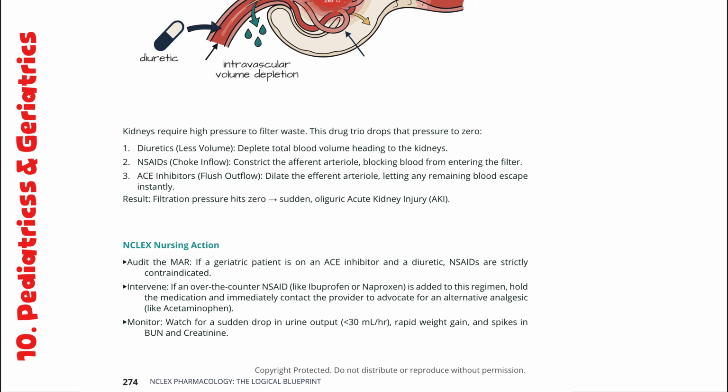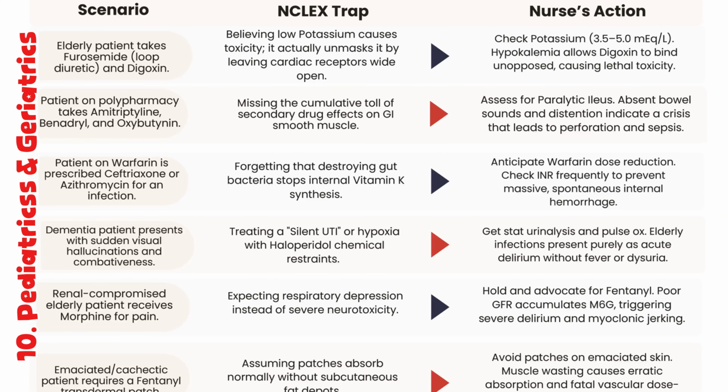A long list of interaction traps rounds out this section. An elderly patient on furosemide and digoxin, low potassium, doesn't just fail to prevent digoxin toxicity, it actively unmasks it, leaving cardiac receptors wide open for the drug to bind unopposed, even at a normal digoxin level. Check potassium, keep it between 3.5 and 5.0.